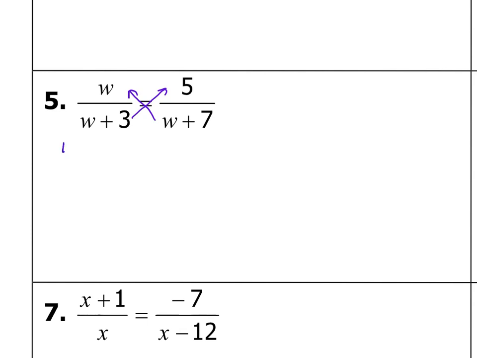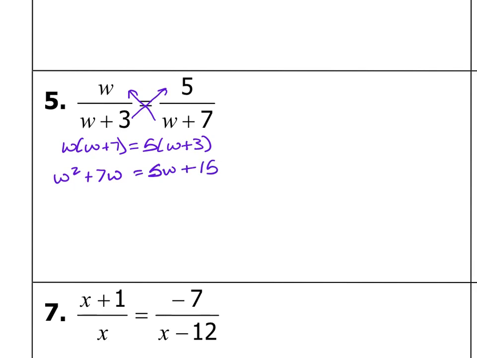So I get W times W plus 7 equals 5 times W plus 3. So I'm going to multiply out. So I get W squared plus 7W equals 5W plus 15.